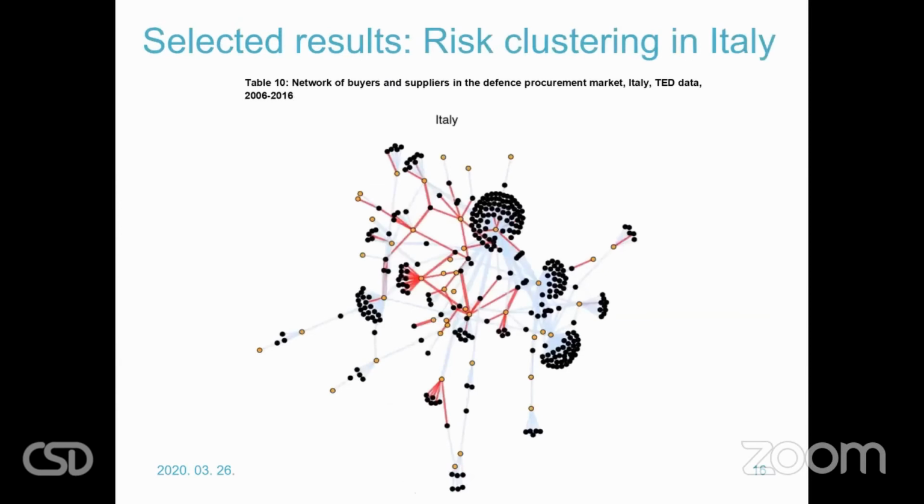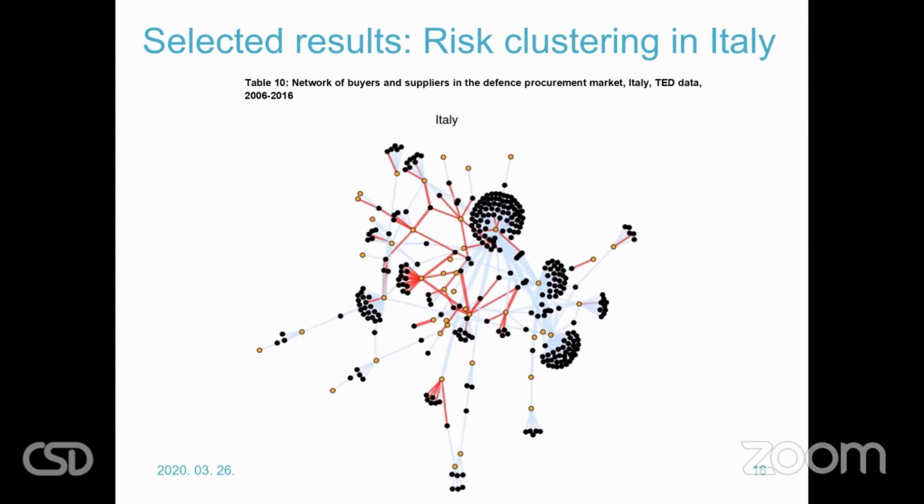So this is how Italy's network of defense procurement looks, with the orange dots being the main buyers and the black dots being the main suppliers. And then we highlighted the relationships as red. Those are the higher than average CRI score relationships, and the blue ones, sorry, those are the lower than average, so less corrupt relationships.